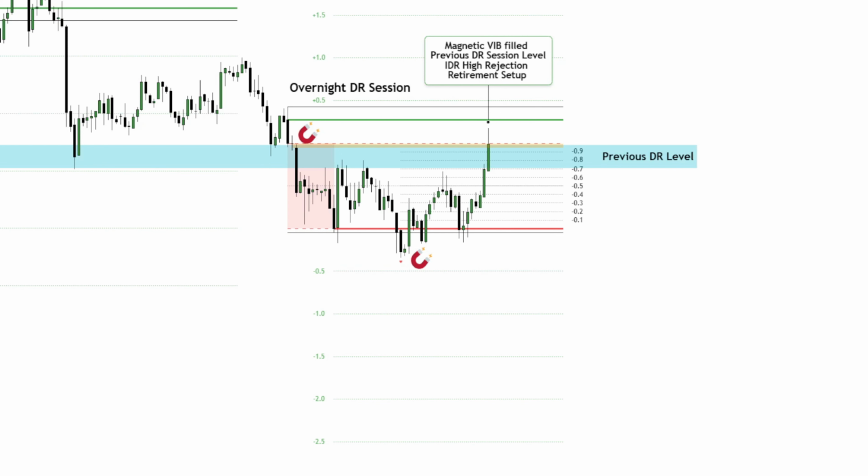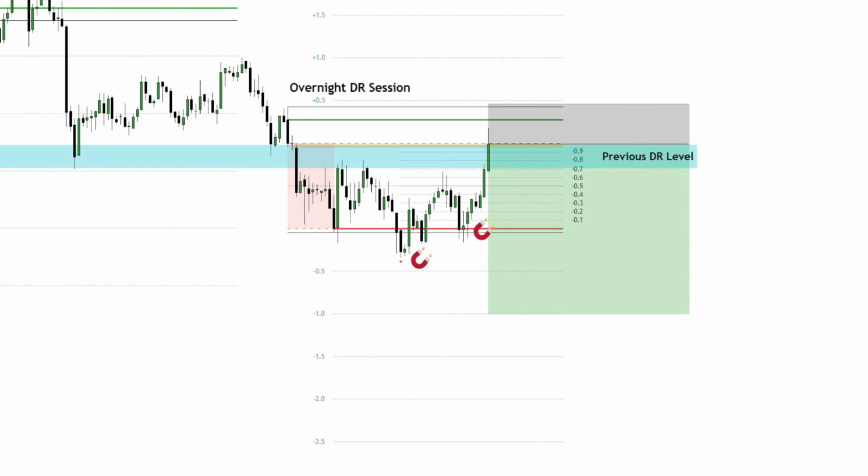Price rejects the IDR high, feels the magnetic imbalance, and sharply reacts off the top of the previous DR session level. We now also have two magnetic volume imbalances forming at the lows, further confirming this trade idea. When confluences align like this, it's as good as it gets. The setup from here offers up to 4R if you target the one standard deviation level, making it not only well-defined but statistically favorable.